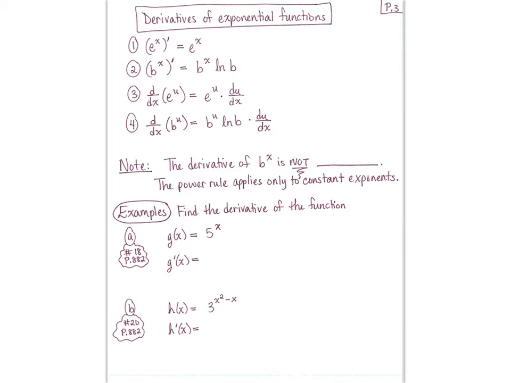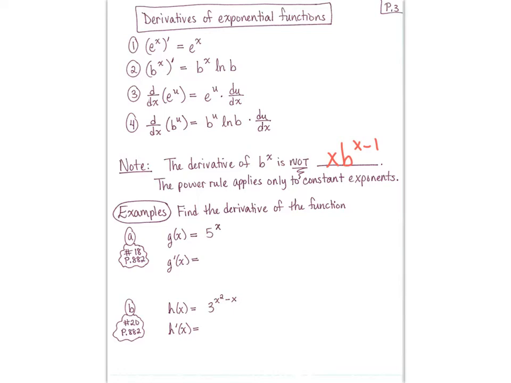Okay? Note that the derivative of b to the x is not x times b raised to the x minus 1. That's a common mistake that students make. Make sure you do not make that mistake. It's not the power rule. The power rule only applies to constant exponents, not variable exponents.